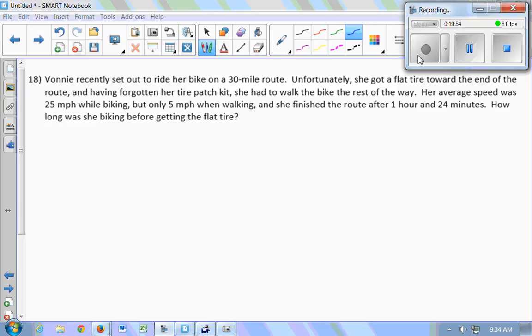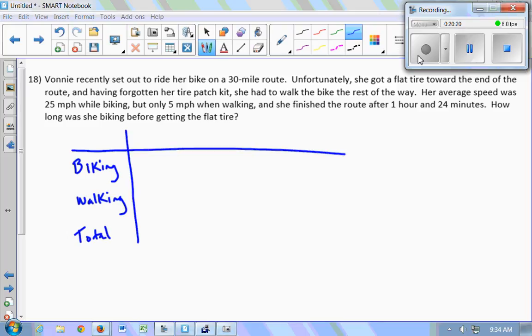Okay, so I read this as a mixture problem. This is a mixture of biking and walking. So I'm going to make a little table, biking, walking, and instead of a mixture, I'm going to put total here. Because you can't really mix them up, like you do them separately, but you have a total of the two together. All right, so let's see.